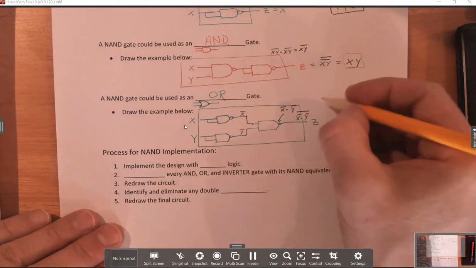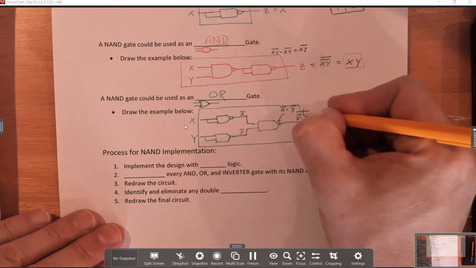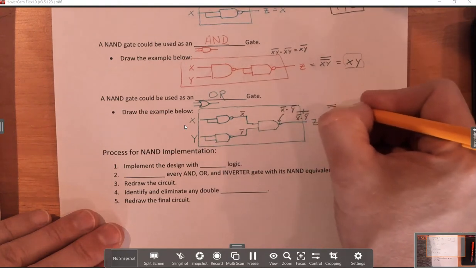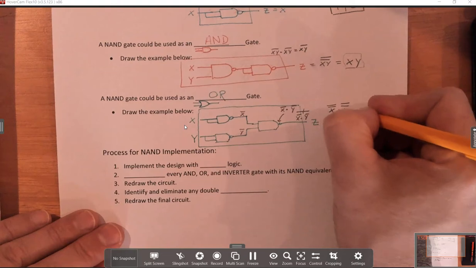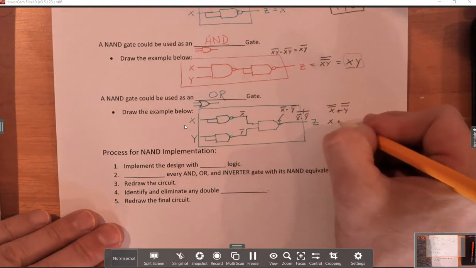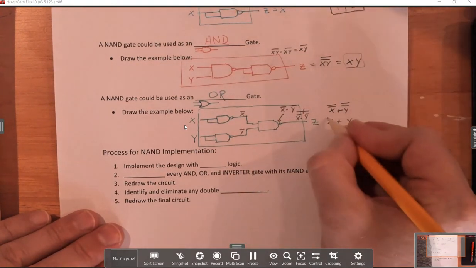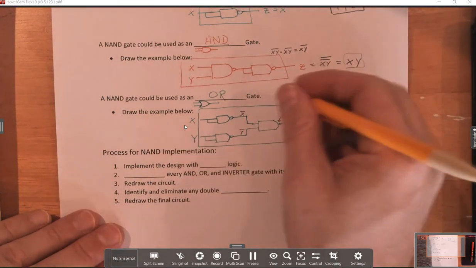Okay, and then we've got De Morgan's: break the line, change the sign. So I'm going to break that top line and change the sign. Then I've got the double negatives that cancel out, so I end up with X or Y. So that's our OR logic, right? So hopefully that makes sense.